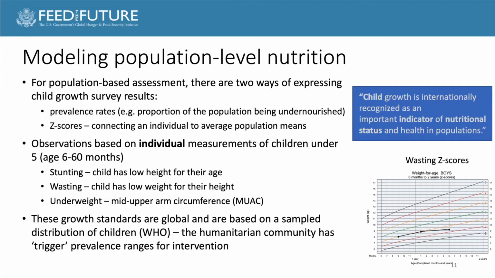There are 3 measures: stunting, which is a longer term estimate of child nutrition; wasting, which is sort of a shorter term estimate in that a child who is perfectly normal can get sick and stop eating for 2 or 3 weeks and then lose a lot of weight, but not be stunted in height. They can recover very rapidly. And a third way of estimating food insecurity or malnutrition is underweight, where you can take the mid-arm circumference. These standards are global and they're based on a sample distribution.